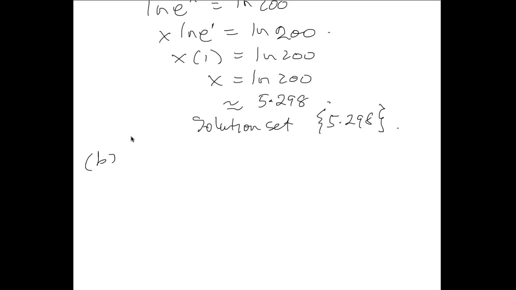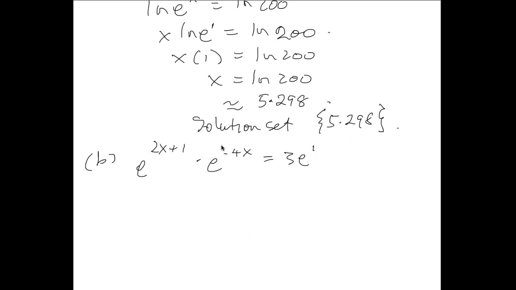Right, let's do part B. Part B is, let's look at e to the 2x plus 1 by e to the negative 2x is equal to 3e. All right, now this is an interesting question. Now notice here that we've got e's on both sides. So this is like an e to the 1.